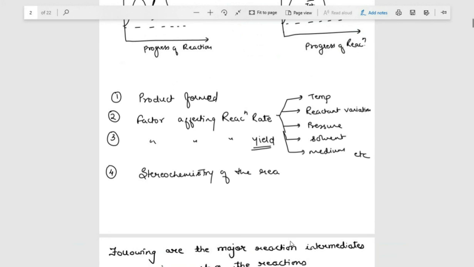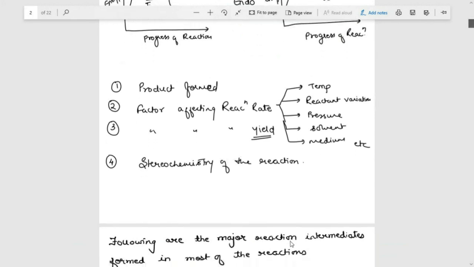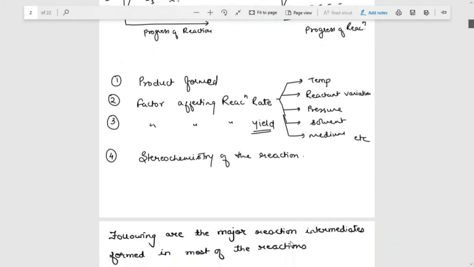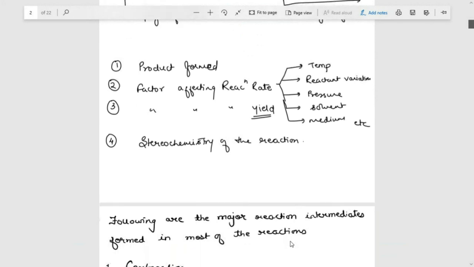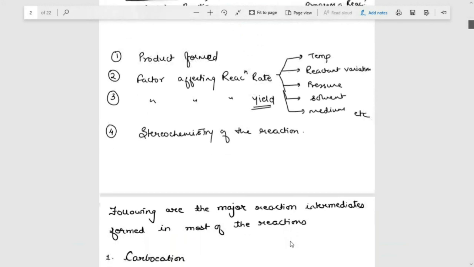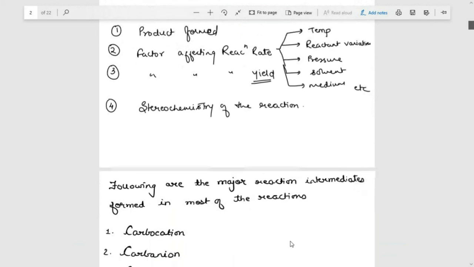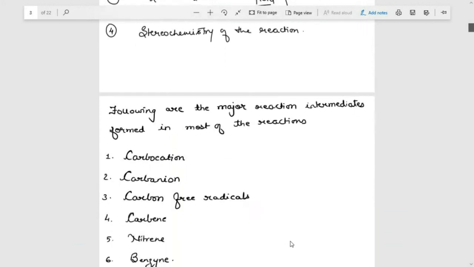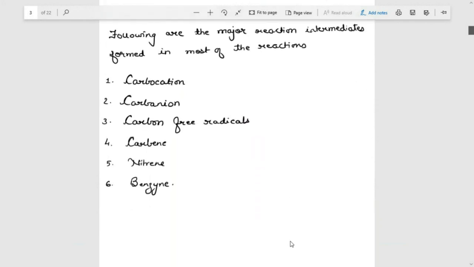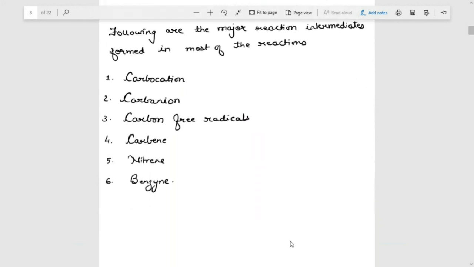That also gives a very important insight into whether the intermediate involved is planar or non-planar, and whether the reaction proceeded through a known carbocation, carbanion, etc. intermediate, or did not involve one. So after studying all these indirect methods, we have concluded that there are certain specific intermediates involved which cover almost 98% of the reactions. We call them major reaction intermediates.